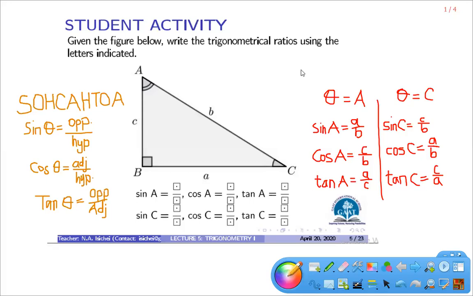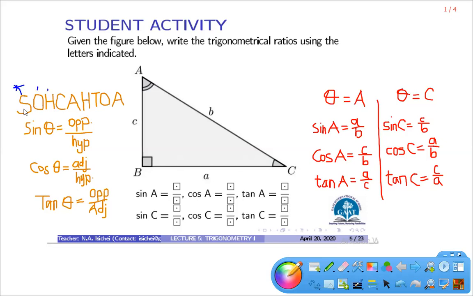So here is the solution to the student's activity. Now, to write the trigonometrical ratio of the indicated angles or letters using the indicated letters, we have to recall this acronym, SOHCAHTOA. SOHCAHTOA is an acronym that represents these 3 trigonometrical ratios. The very first S stands for sine, and O represents opposite, and H represents hypotenuse.